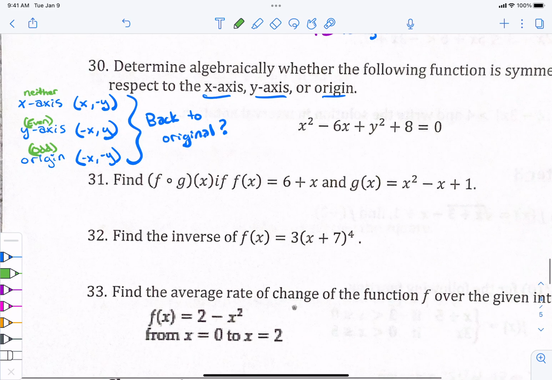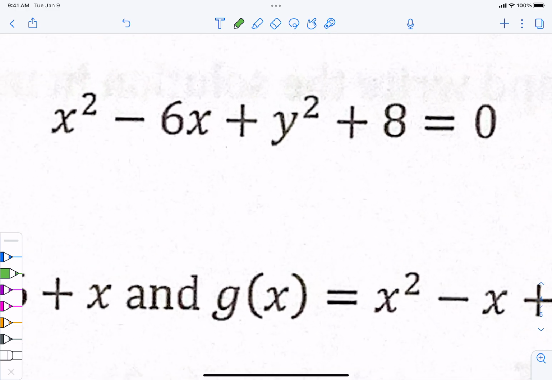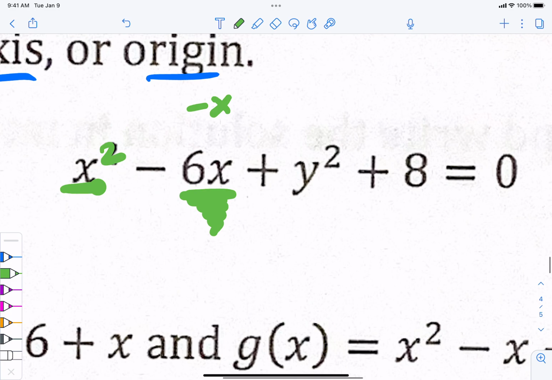All right, so let's do that here. We're checking x-axis, y-axis, and origin. Some of you can do this without even plugging stuff in. Anybody in that boat? So I look at this and check the x's. If I did the x's, would this switch back to normal? Because it's x squared, no. So if I plug a negative in for x, it is not going to switch back to normal. You see how that works? So it's not symmetry with respect to that. Negative x equals no.